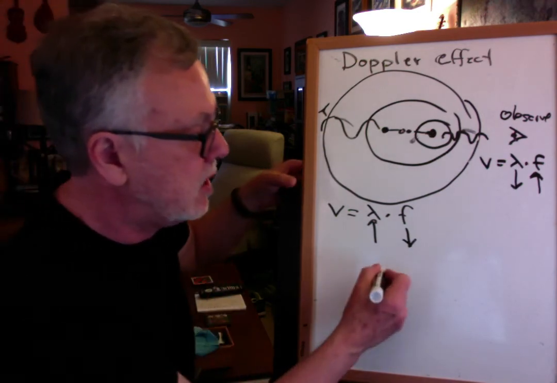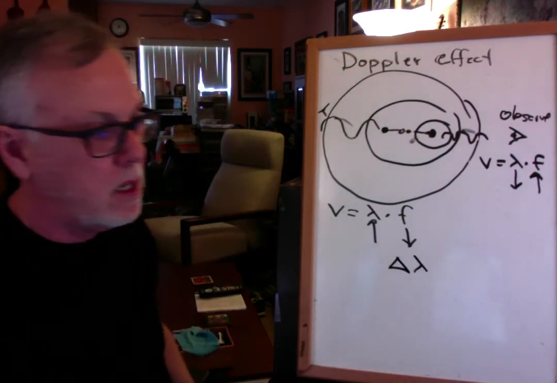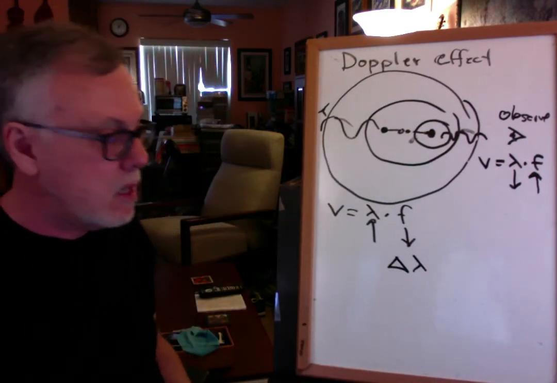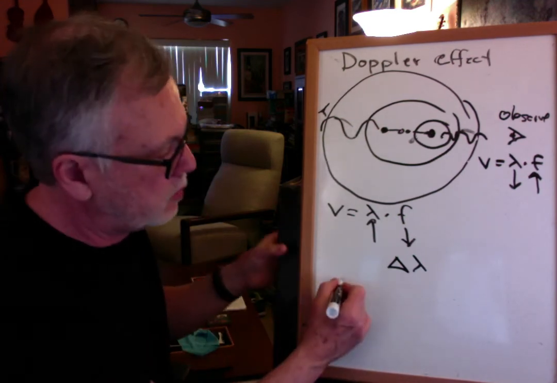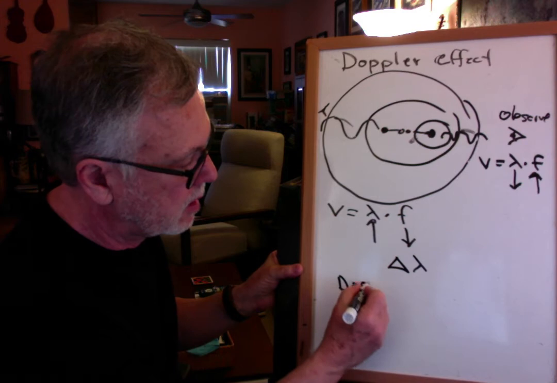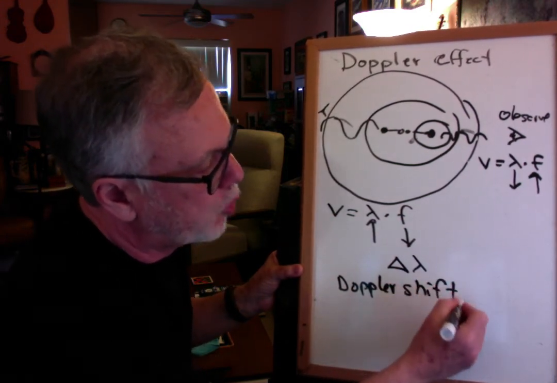And we can measure again the amount of shift by delta lambda. And that's really important. And what we have found, excuse me, is called the Doppler shift equation. Something very important.